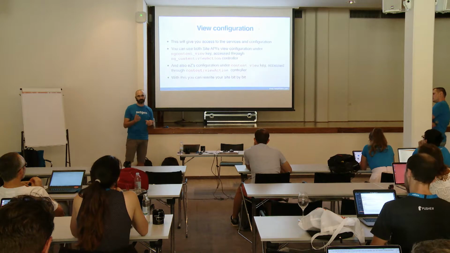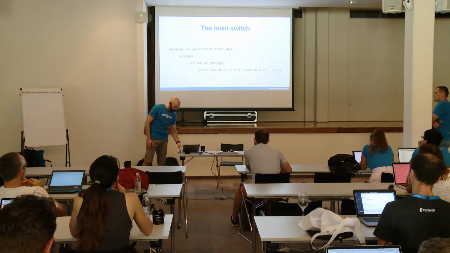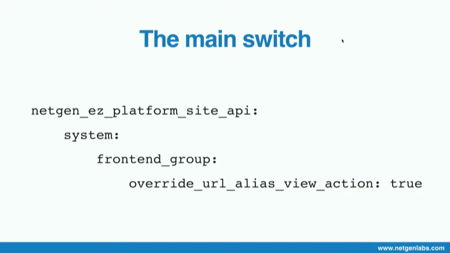But the idea is not that you use both ways, right? The idea is to switch completely. And this is the main switch. It's a siteaccess server configuration, which will translate URL aliases so that they are handled by the site API, by our view layer and site API controllers. So in your templates, you will automatically get site API objects. So this is kind of a main switch for the whole thing.